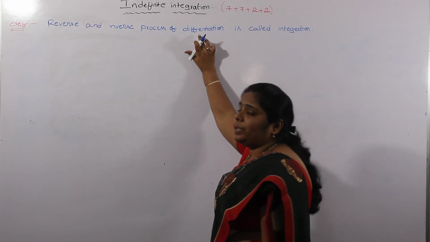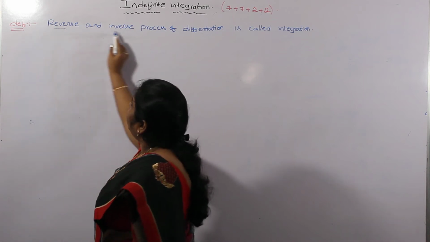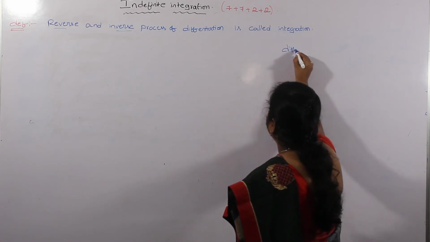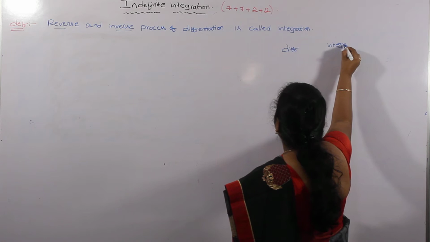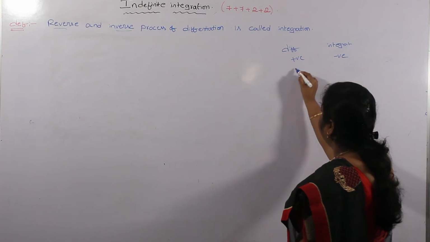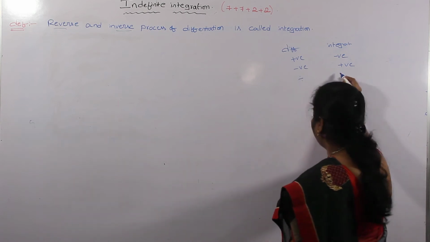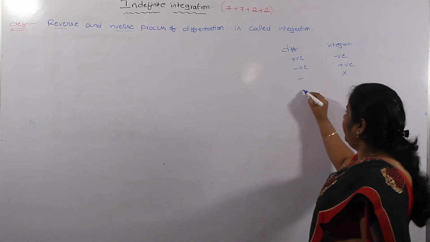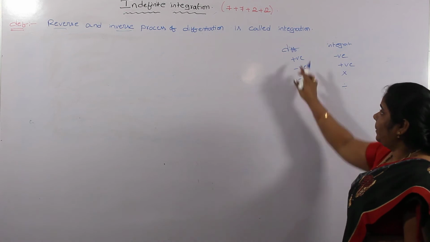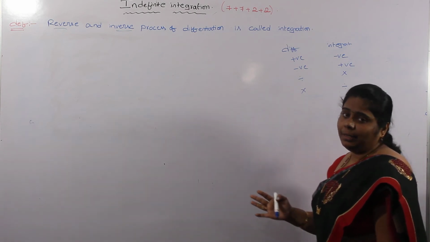In the first year we have the differentiation chapter. From the differentiation we get the integration. Reverse and inverse process of differentiation is called integration. Suppose we take differentiation and integration. I am giving an example. In differentiation we take a positive, here we take negative. In differentiation we take a negative, here we take a positive. In differentiation we take division, here we take multiplication. In differentiation we take multiplication, here we take division. Reverse and inverse process. Plus, minus: here we take the minus, here we take the plus. Reverse process of differentiation is called integration.